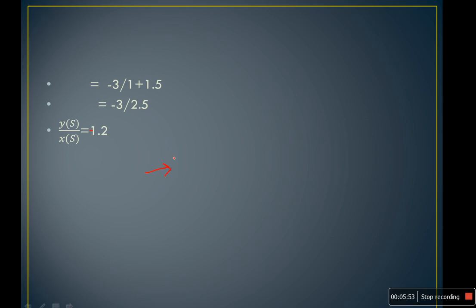So here the input is some X of s and output is some Y of s, which is having the transfer function of minus 1.2. So that much complex system is simply represented with one block which is having the value of 1.2.